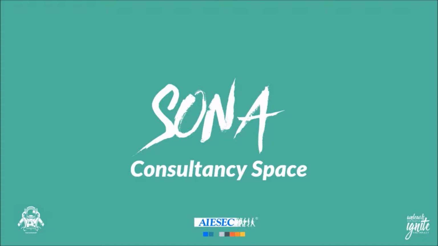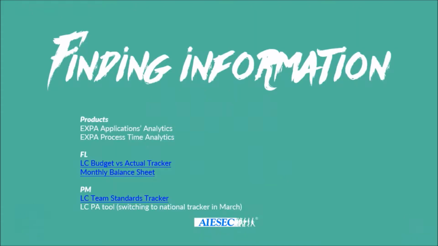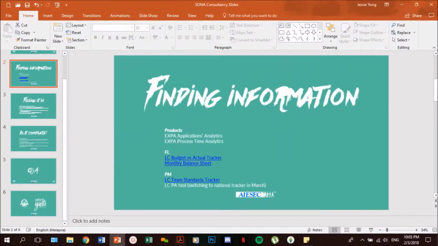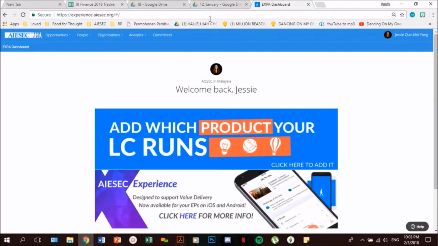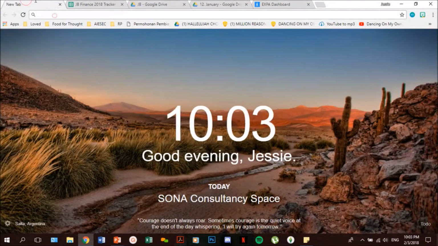And how we're going to go through this is that I'm going to go through the whole tracker with you one by one and show where you can actually find the data. So when you go through SONA, you see that there are a few things that you have to do. One is for products, one is for FL, and one is for PM. This is basically how you can find this information. So let's pull up a SONA, for example.